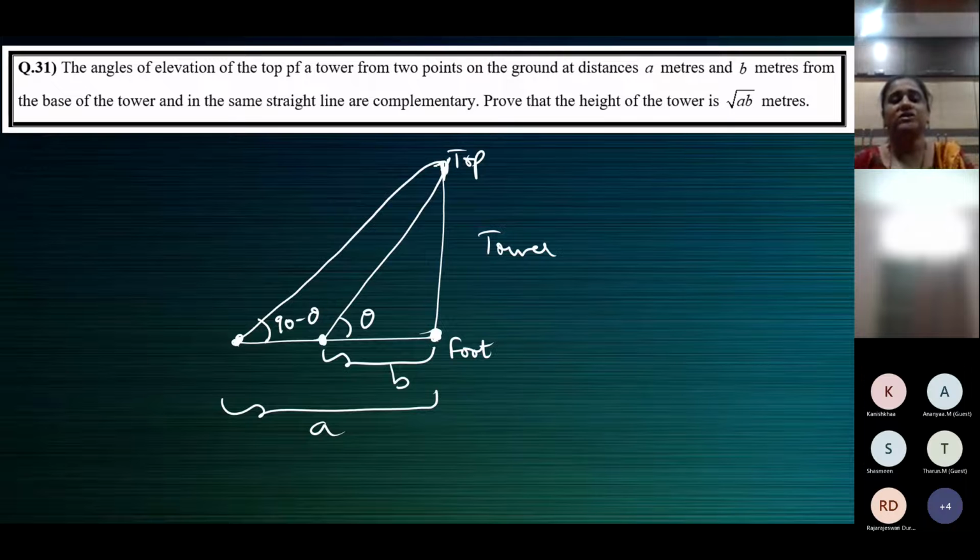So this is the figure. You can see the tower, the top and foot of the tower, 2 points on the same side of the tower. The 2 points and the foot of the tower, they are in the same straight line. Angles of elevation. So take the lines of sight. The angles of elevation are complementary. So theta and 90 minus theta. A and B. Distance between the foot and one point, foot and other point, A, B.